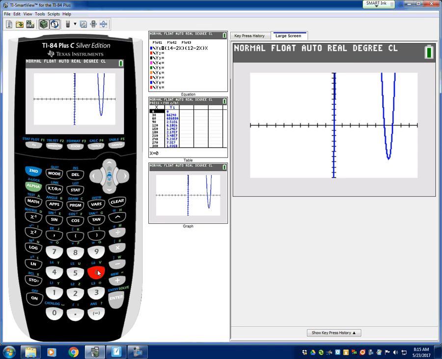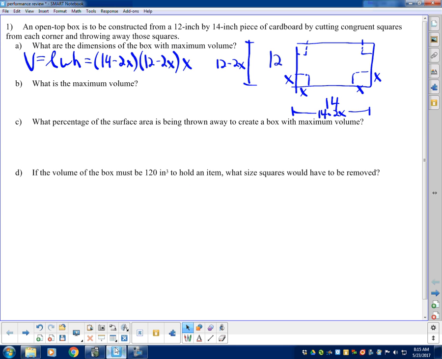If you go back to the picture here, I can show you why the domain is 0 to 6. The biggest that x could be here without going into negatives would be 6. If it were 6, you would have a width of 0. So the reasonable domain would be open 0 to 6, something between 0 and 6.